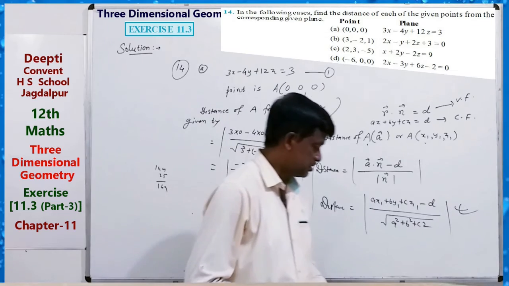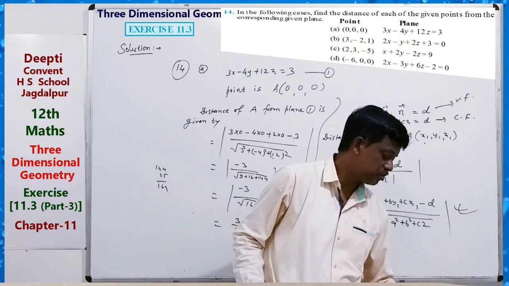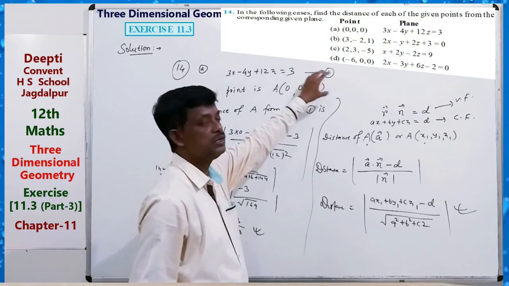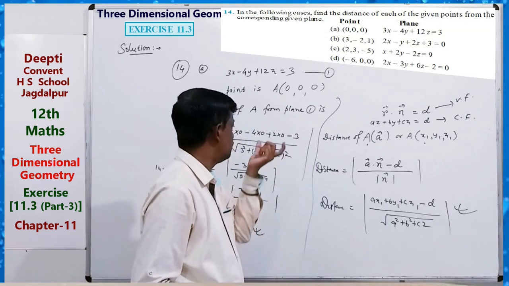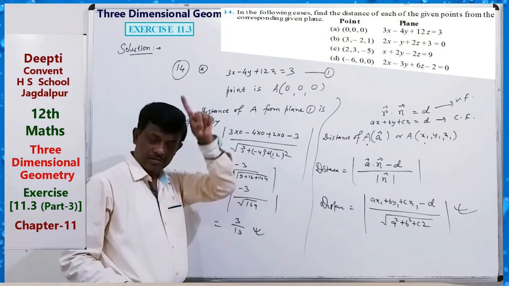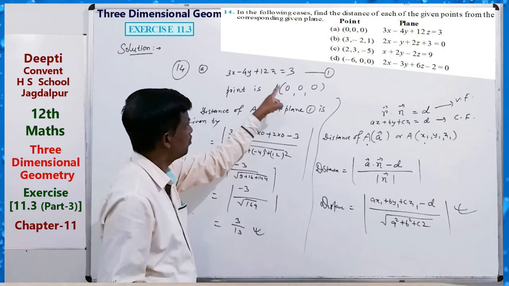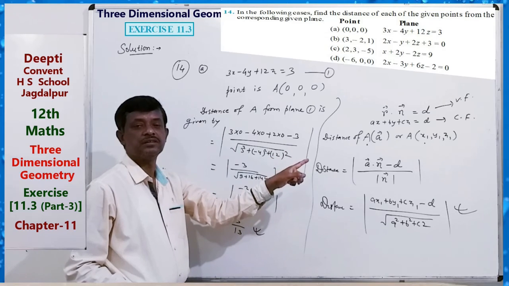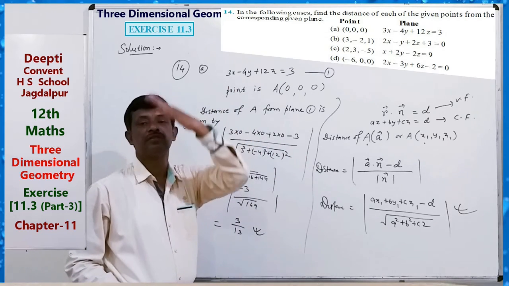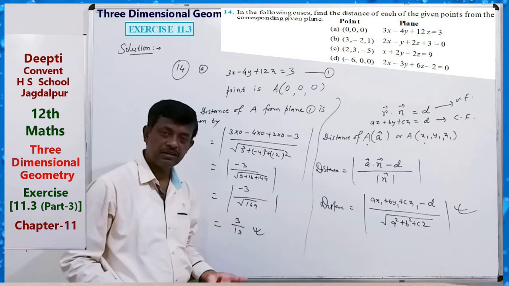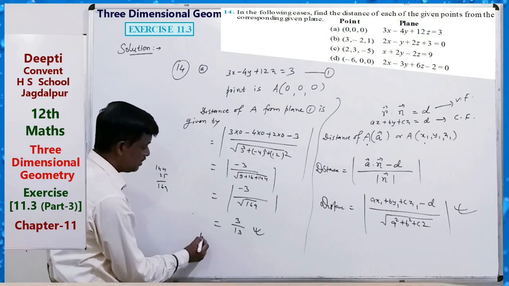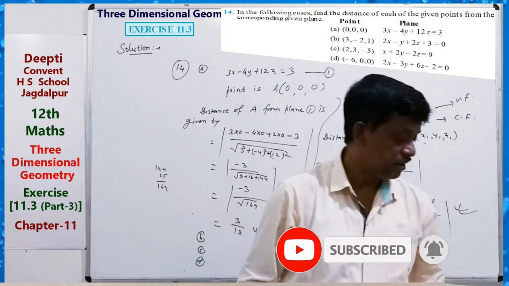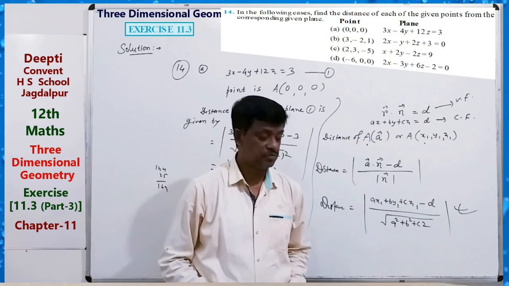Similarly, you can find the distance of all the points from the given planes. Just write the given plane in the form ax plus by plus cz equals d. Transfer d to the left hand side, replace x, y, z by the point's coordinates, and divide by root over the sum of squares of the coefficients of x, y, z. Solve it and you can get the result. So do B, C, D yourself. And send me solutions of some questions for your attendance.